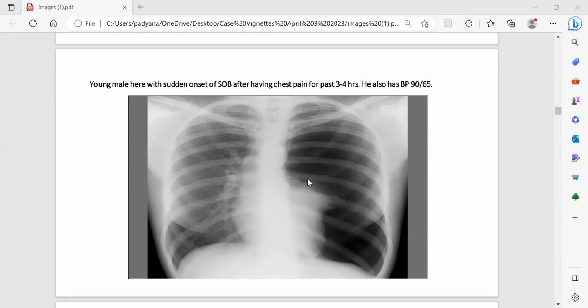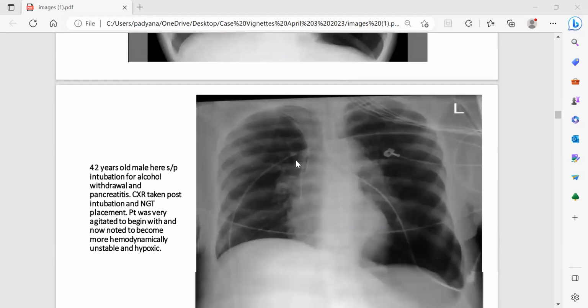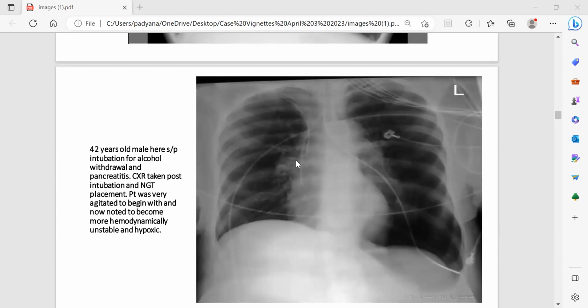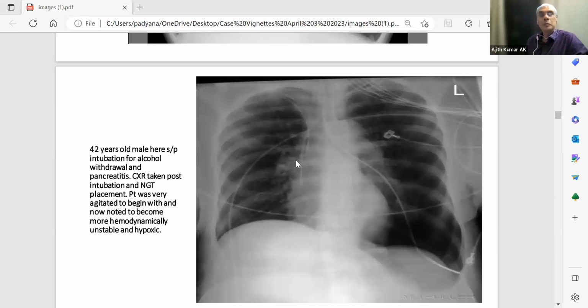Place an ICD or a needle thoracostomy. Okay, you want to put an ICD or needle thoracostomy? Needle thoracostomy immediately. Okay, where will you put the needle? Fifth intercostal space, sir. Mid-axillary. Excellent. So I think that's a change compared to the previous safety triangle.